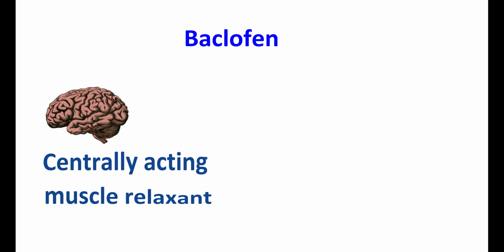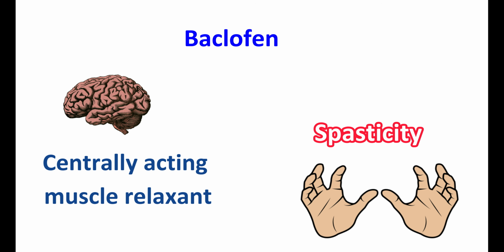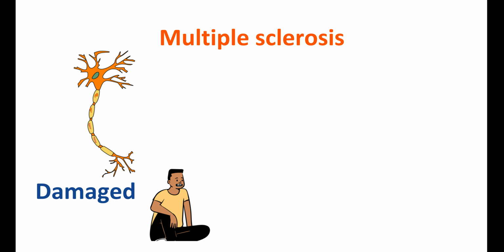Baclofen is a centrally acting muscle relaxant. It can be given to treat spasticity that is associated with multiple sclerosis. Multiple sclerosis is a condition where a few neurons are damaged due to immune attack. It is common in young to middle-aged adults. Spasticity is one of the common symptoms of multiple sclerosis.